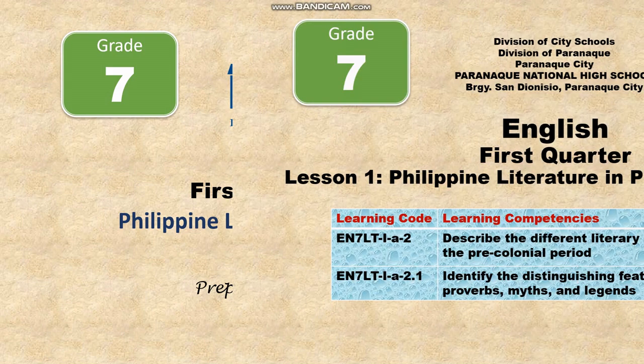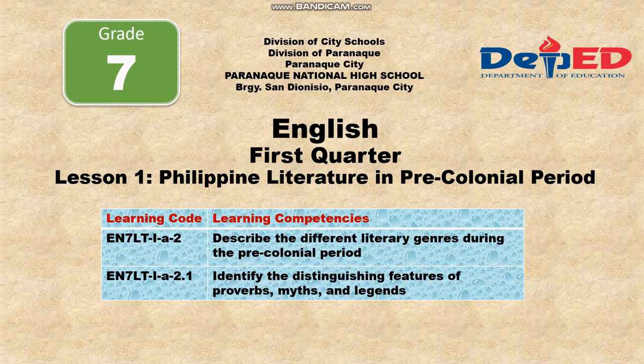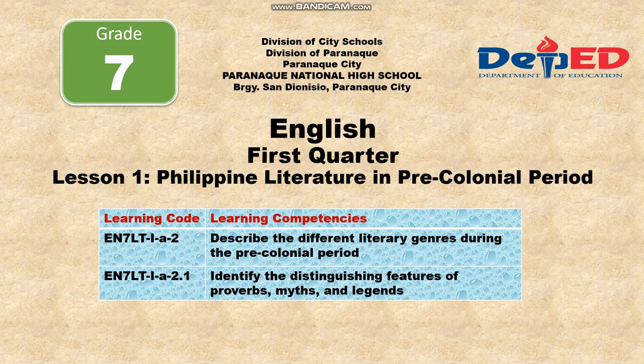The first lesson in Module 1 is Philippine Literature in Pre-colonial Period. The learning competencies for this lesson are the following. First, describe the different literary genres during the pre-colonial period and identify the distinguishing features of proverbs, myths, and legends. But before we proceed to our discussion, let's have a drill first.